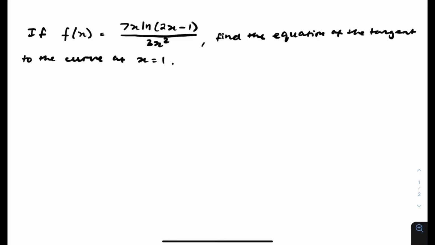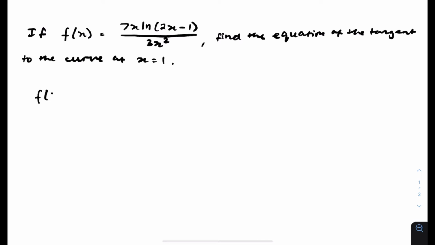Alright, let's take a look at a slightly harder example. If f of x equals 7x times ln of 2x minus 1 over 3x squared, find the equation of the tangent to the curve at x equals 1. First thing we should do before we do any actual differentiation is find what f of 1 is. So the y-coordinate of this function at x equals 1.